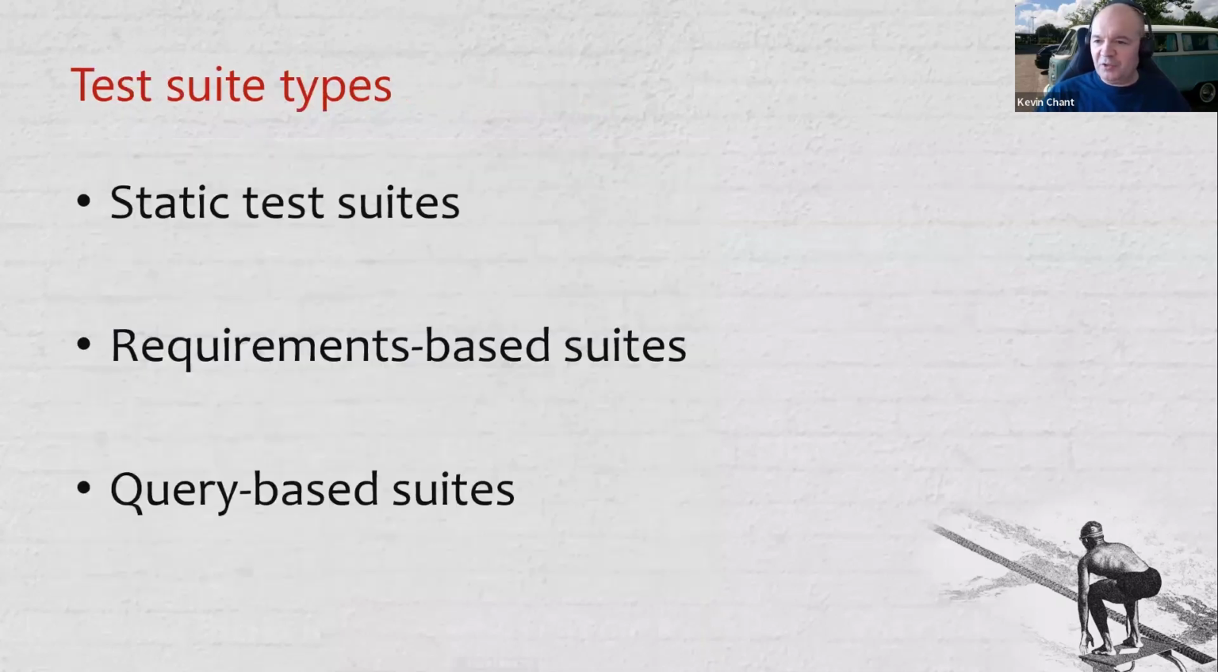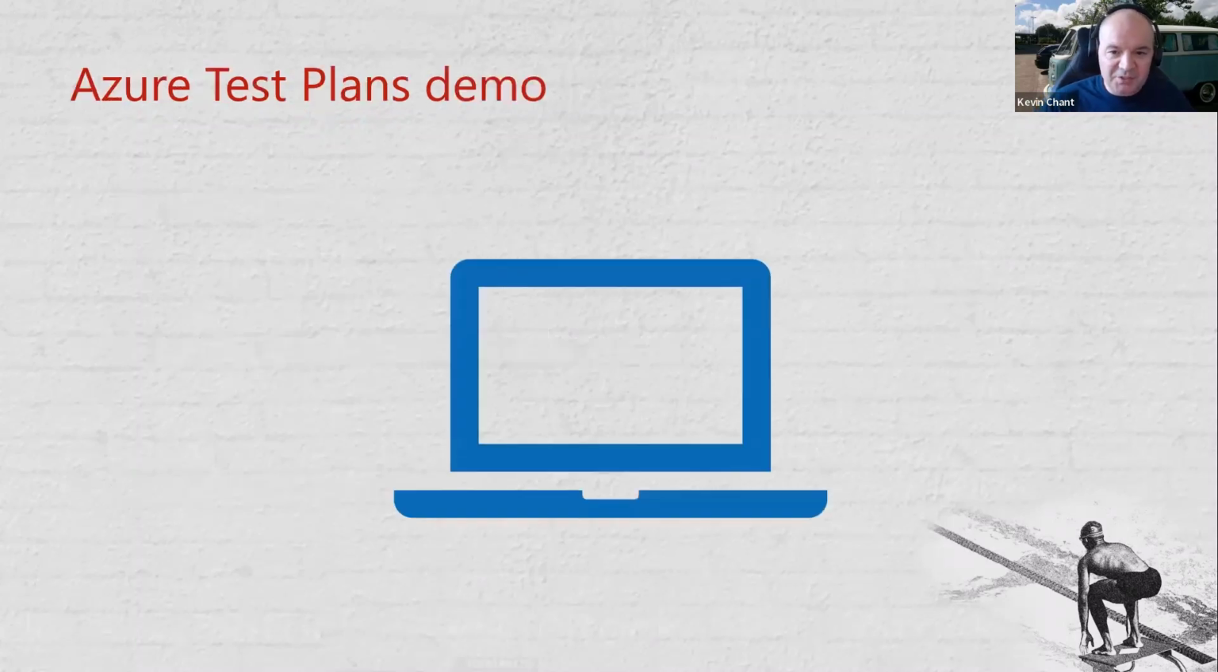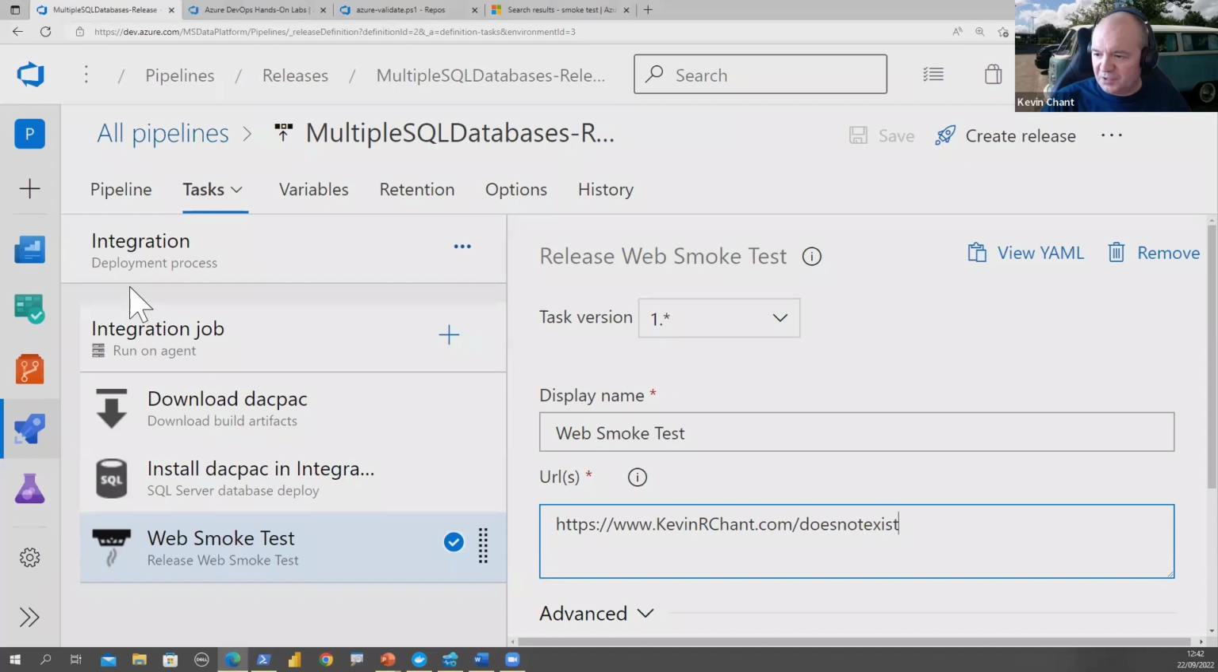Now, talking about test suites, and don't worry, I will show these in a minute. There are three different types of test suites that you can have in Azure Test Plans, which are static suites, requirement-based suites, and finally query-based suites. And I'm going to go through right now actually how they all look and their functionality. So let's dive straight into Azure Test Plans.